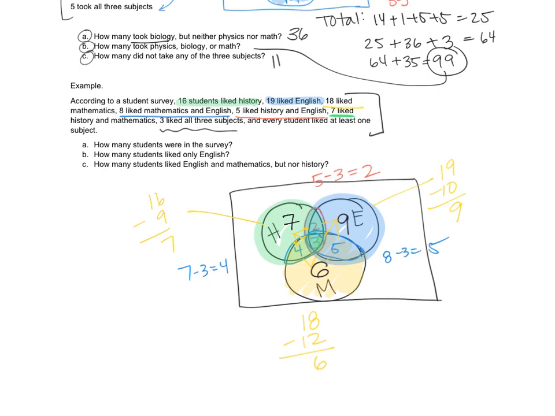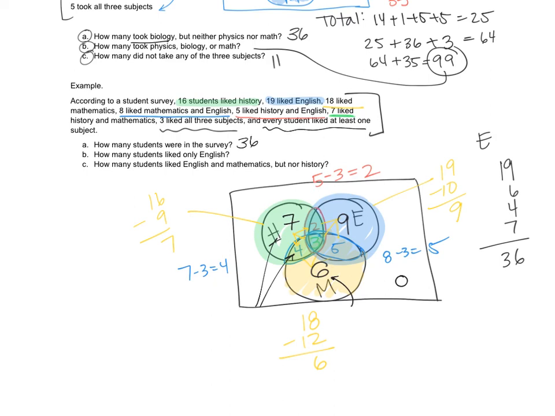So when it says how many students were in the survey, well, it did say, and I just realized I skipped it, that every student liked at least one subject. So that means there's nobody living outside of there. So how many students were in the survey? Well, we can add up all of those numbers that you see. Starting with English, we know there were a total of 19 people in there. Then we'll add in the 6 from the math, the 4 that were in that middle but not including the 3, and then 7, which is going to be 36 altogether. So there were 36 people in the survey.